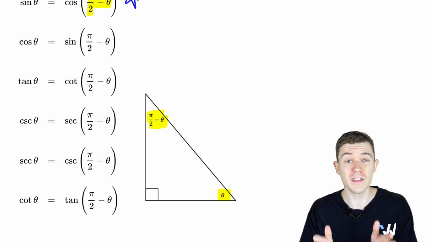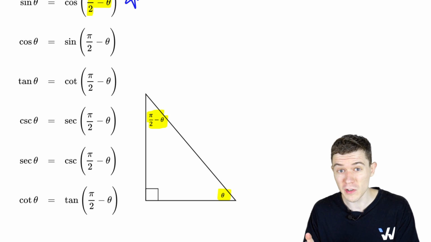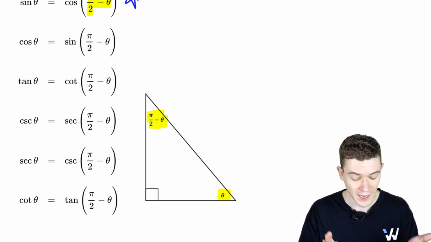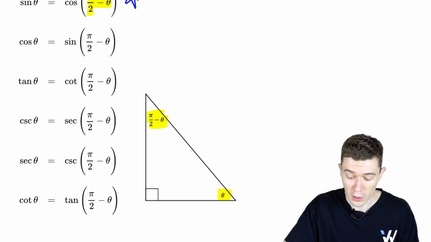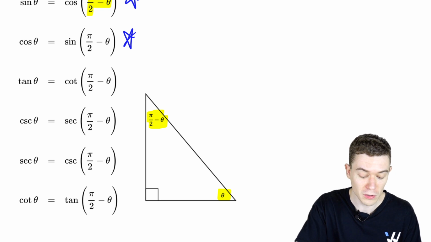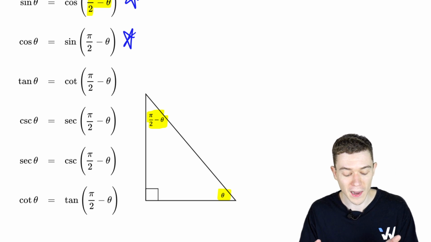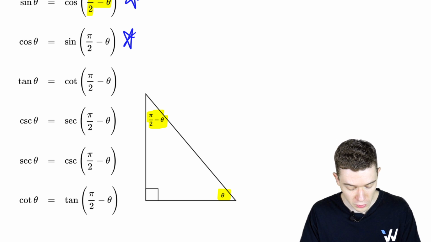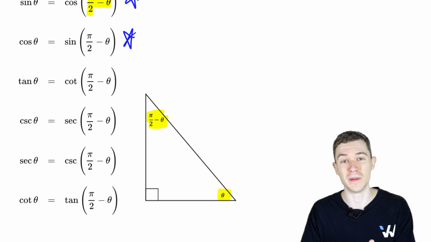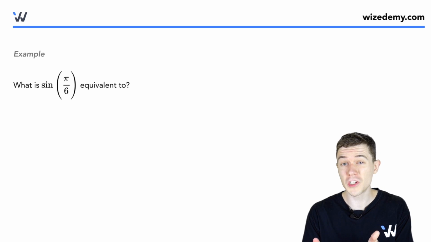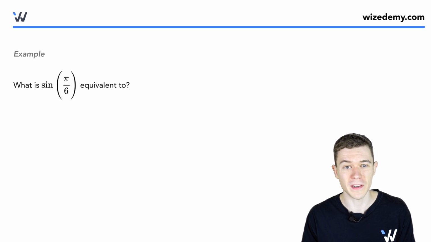So we have these relationships between every trig function and its cofunction, sine and cosine, or cosine and sine. It goes the other way too. Cosine theta equals sine of pi over 2 minus theta. It works for tangent and cotangent, secant and cosecant. Knowing these cofunction identities lets us ask questions like this.